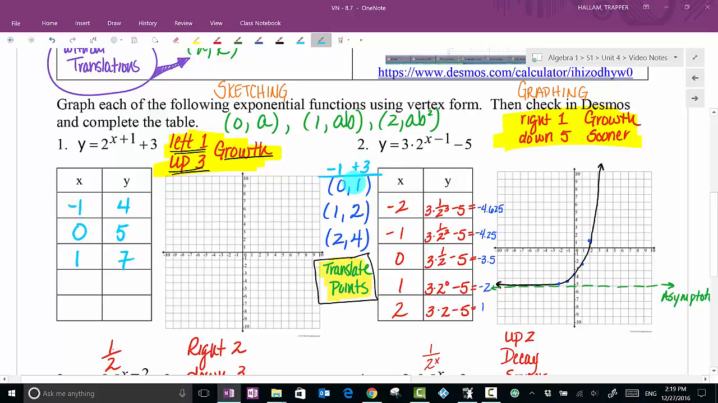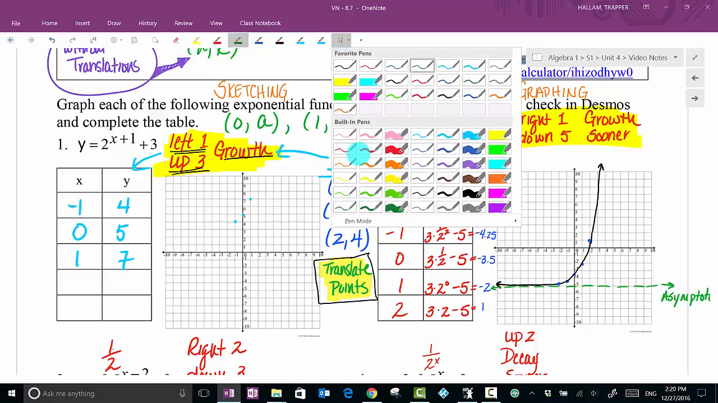These are my sketch points. I did the translations, and I came up with my new translated points. So let's go ahead and graph those. So negative 1, right, on the x-axis, up 4. There's my first point right there. Then I'm going to go to 0, 5, and then I'm going to go to 1, 7. There's my 3 points.